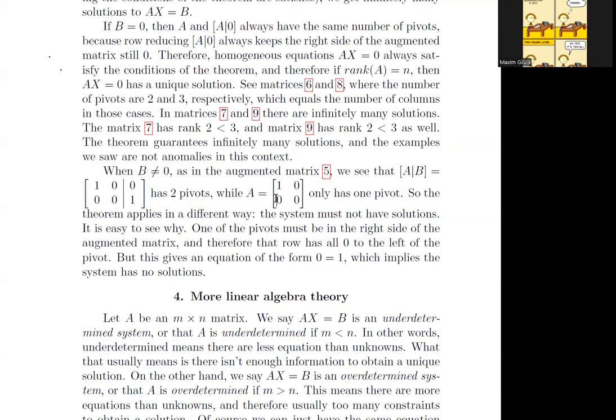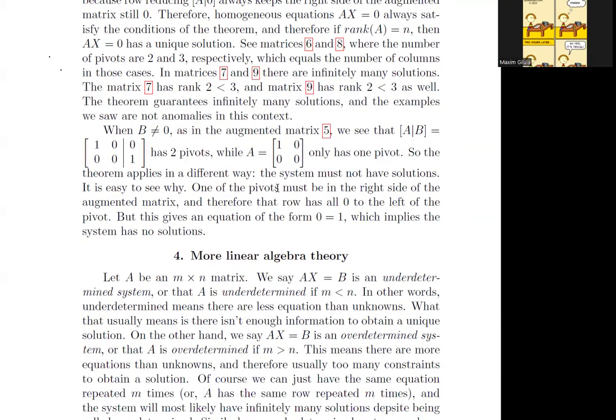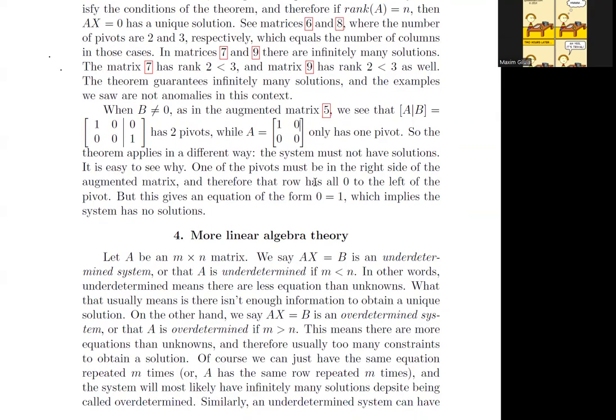Because this has 2 pivots, this has 1 pivot. So the theorem applies in a different way. The system doesn't have solutions, because 0 equals 1 down here, right? If we have a different number of pivots, we have 0 equals 1 somewhere, which means no solutions.